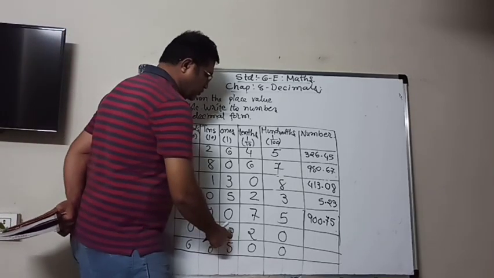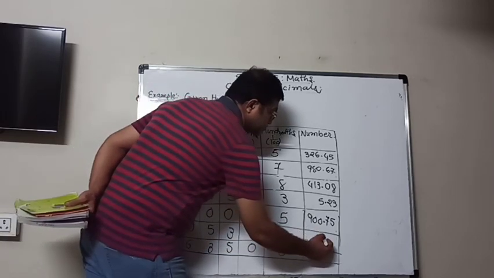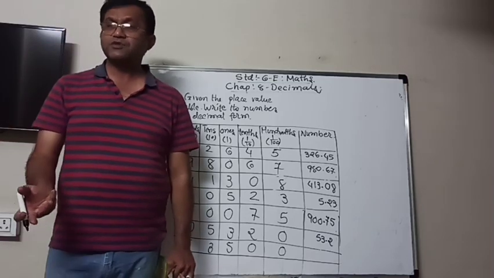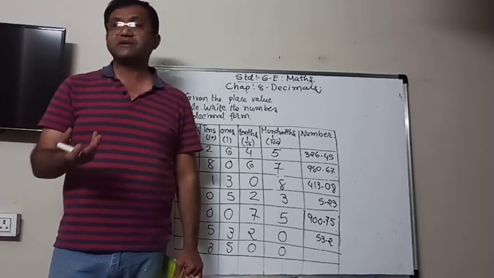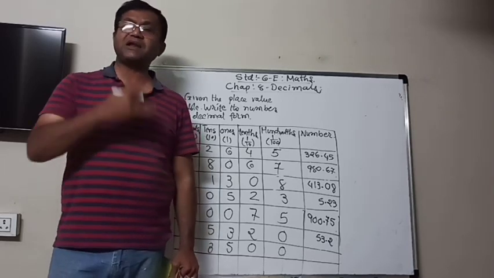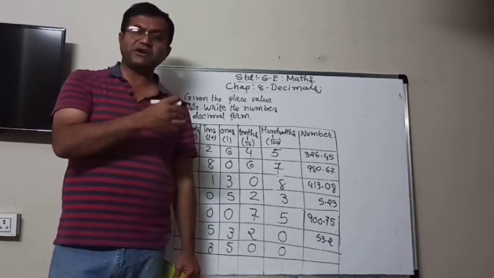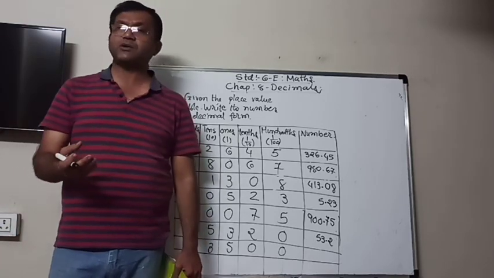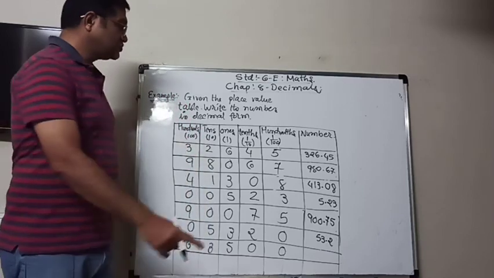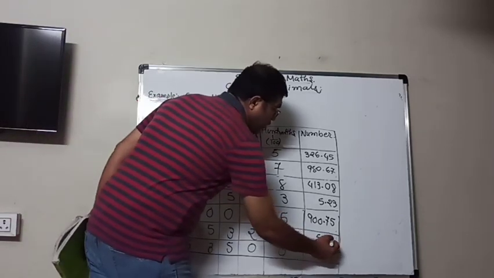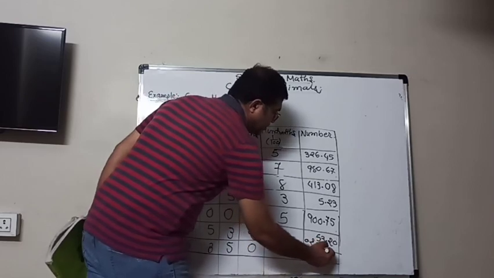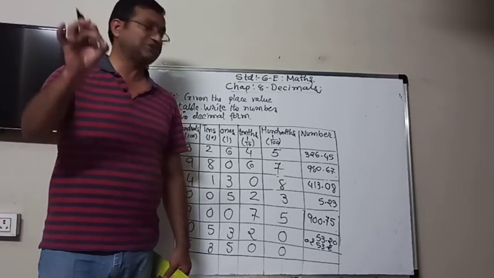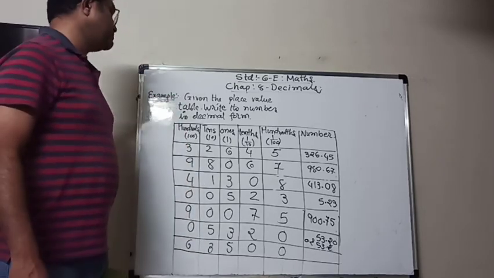Now here we have 5, 3, 2 and 0, so we write 53.20. Whether you write 53.20 or 53.2, it is the same. It means that after the decimal point, a 0 at the end makes no difference. If you write it or don't write it, it is the same value. So 53.20 or 53.2, that is the same thing.